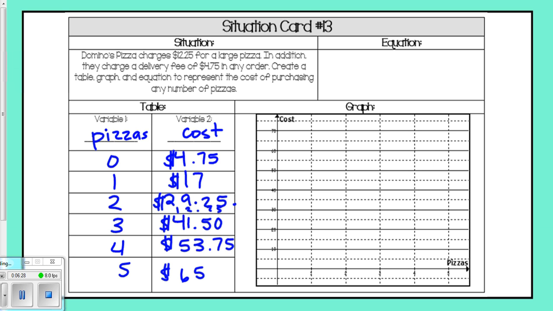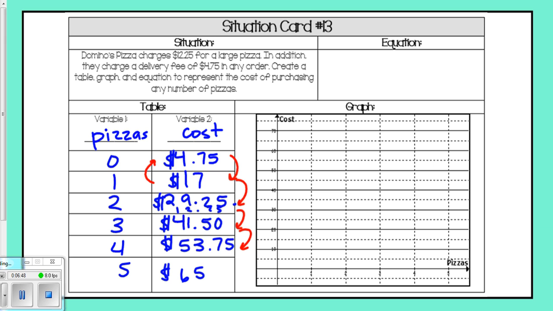And the reason we're going to include that is just for, you know, mathematical consistency here, right? To go between each one of these, we are always going to be adding $12.25 over and over and over and over. So that means to go backwards from 17 up to here, we need to subtract $12.25, okay? All right, so now I have a table. I need to do my equation and my graph.